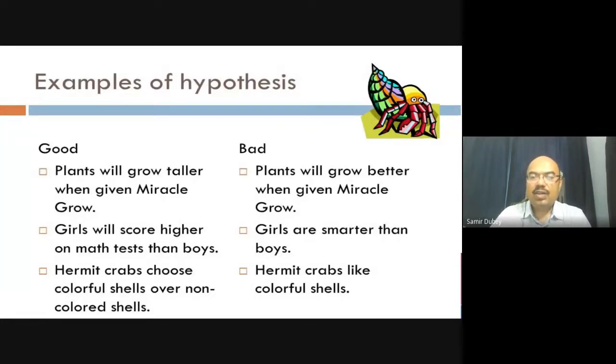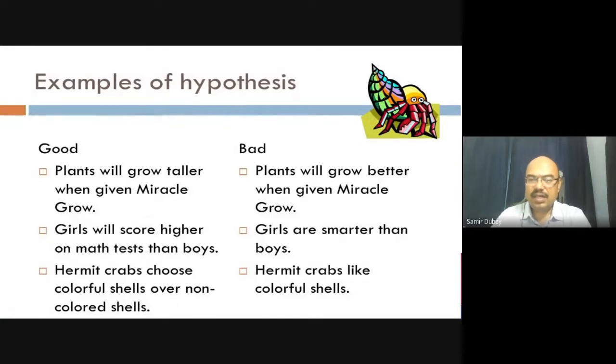Better and taller are two different words. We must select the word with great precaution. Grow taller indicates the length of the plant. However, grow better does not indicate on which criteria we are judging the plant or the product that we are using. Then, girls will score higher in math tests than boys.